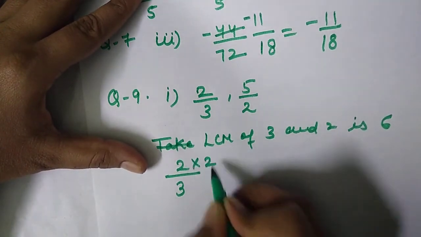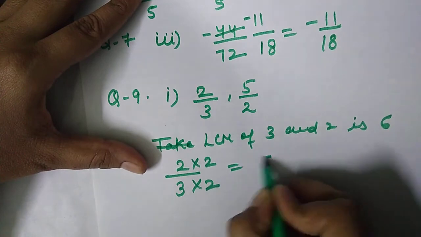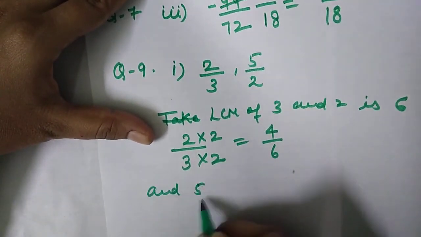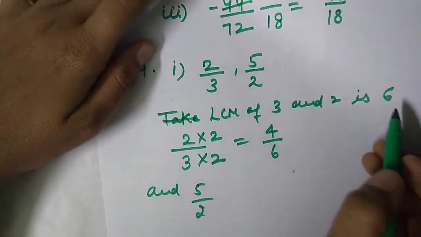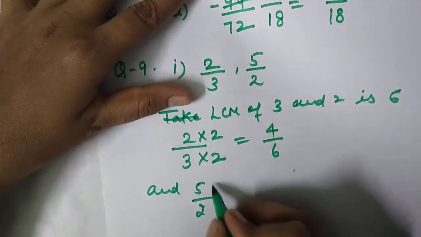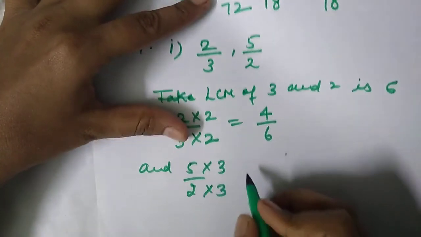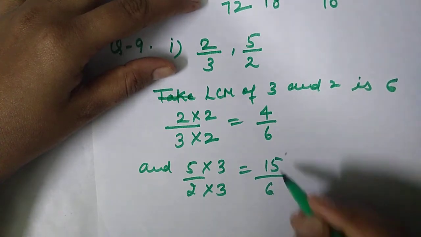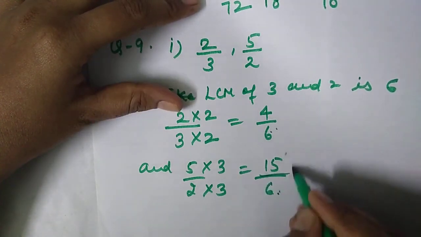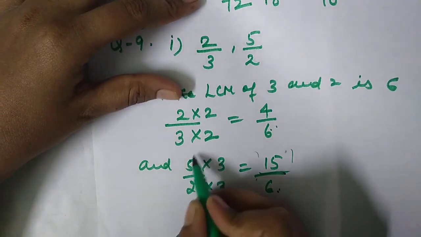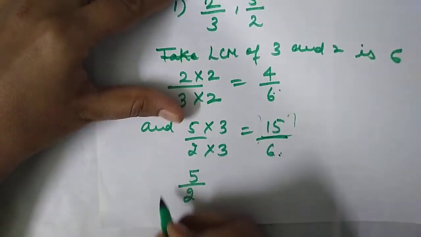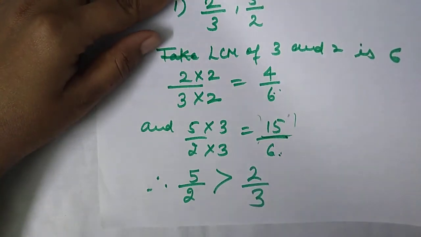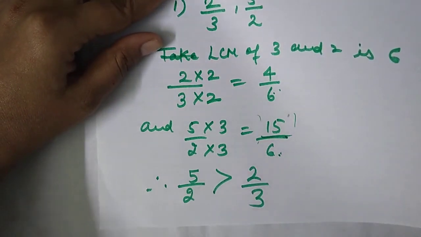So for that I have to multiply it with 2 because 3 × 2 is 6, so it is 4 by 6. Now come to the second fraction. This is 5 by 2. Now I have to make the denominator equal to 6. For that I have to multiply it with 3. 5 × 3 is 15 and 3 × 2 is 6. Now which is greater? As the denominators are the same, this 15 is greater. So 5 by 2 is greater than 2 by 3. Okay, so this way you have to do question number 9.